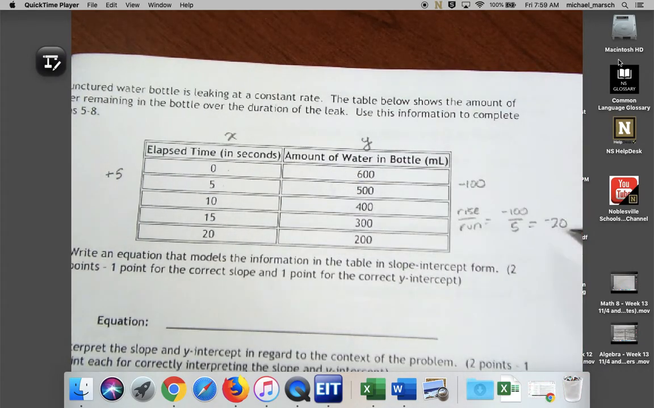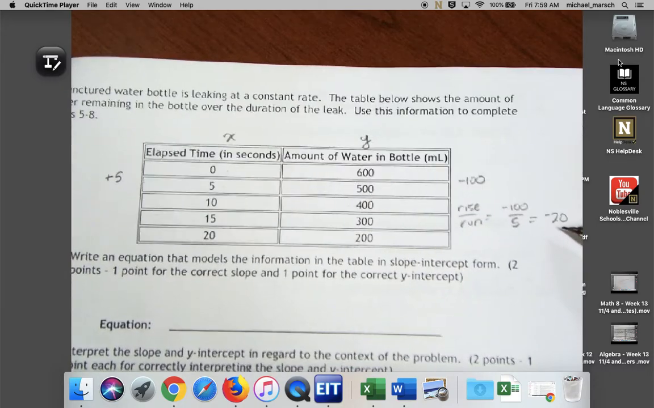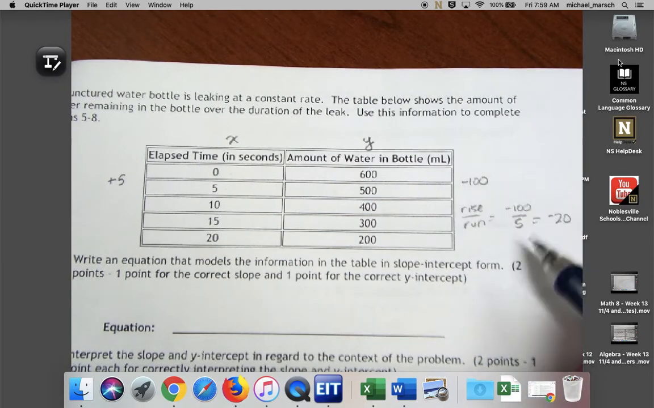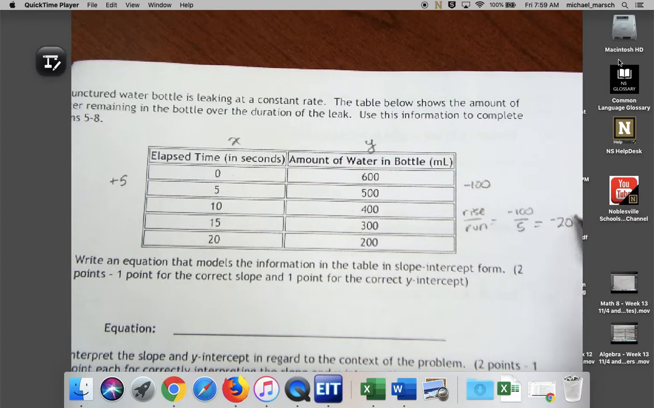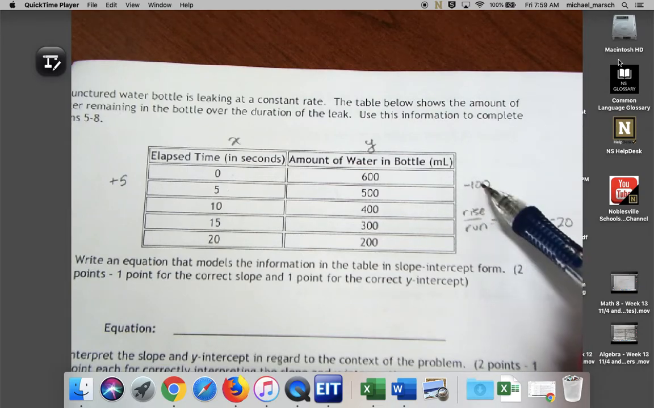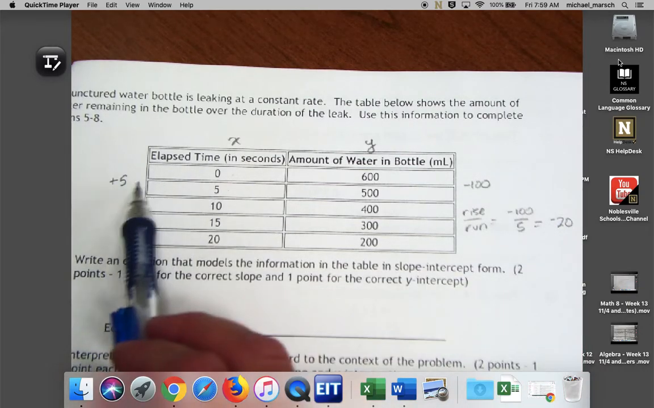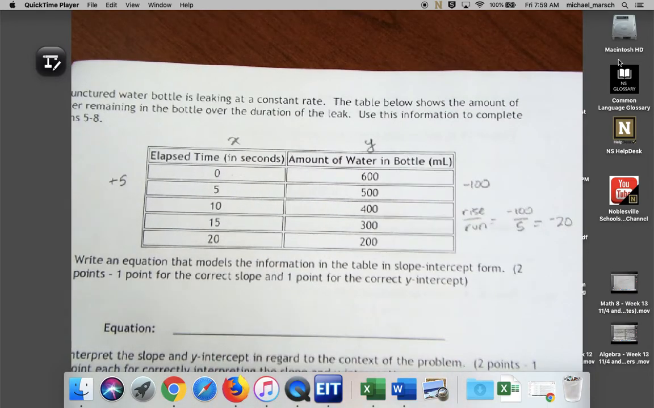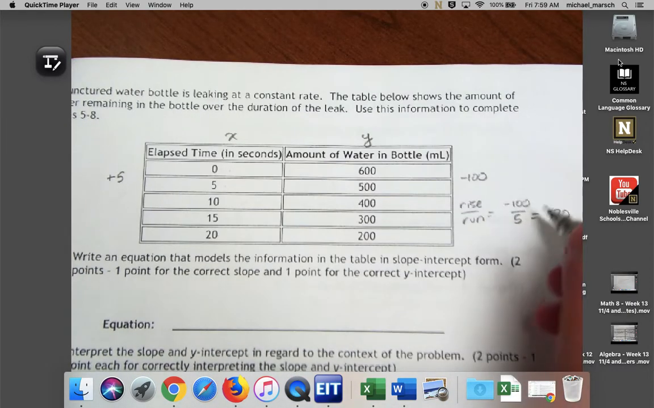Every second, it's losing 20 milliliters. Okay, it's a big leak. All right, so I was able to find my slope per second by dividing the change in the amount of water by the elapsed time, because they give me 5-second increments. So now I have my slope.